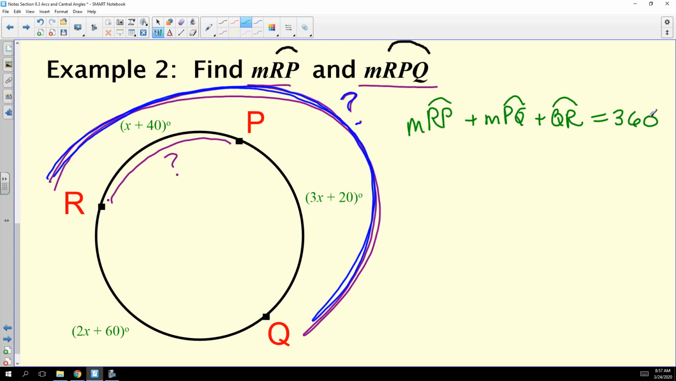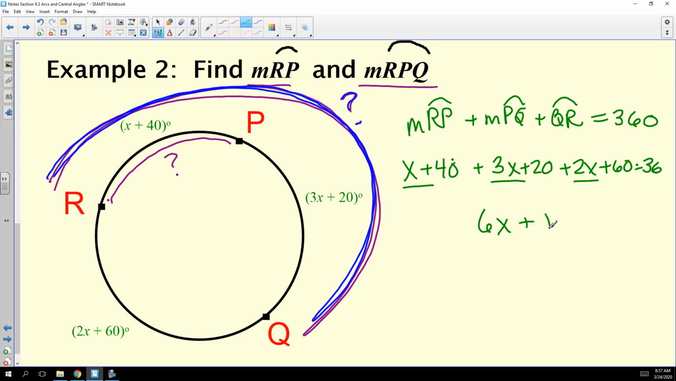Again, this is a great time for you to pause, see what you can do on your own, and see if you can check your answer and get the same thing. Then I'm going to plug everything in. x plus 40 plus 3x plus 20 plus 2x plus 60 equals 360. Add like terms together, and I get 6x. And then 40 and 60 is 100, so this is 120 when I combine this term and this term and this term, and it's equal to 360.